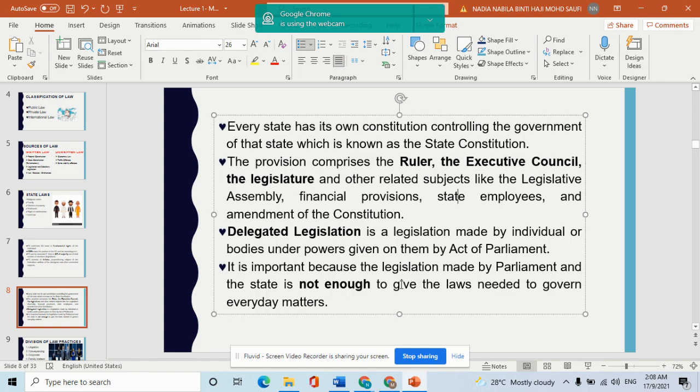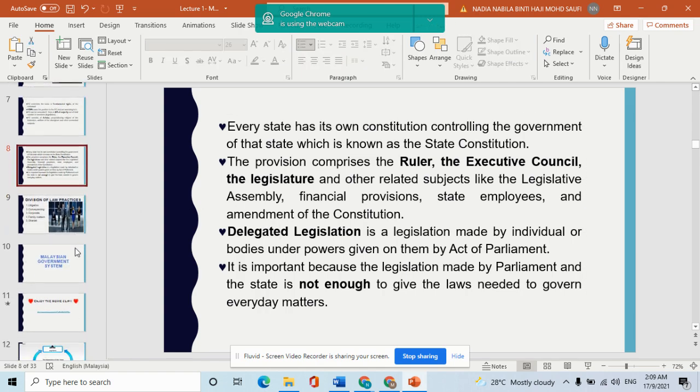It is important because the legislation made by Parliament and the state is not enough, as it is only the rulers, the executive council, and the legislator. So these people needed help from those who can actually draft proper laws. Here is where the bar council, the law drafters, come in handy to cater for these legislation duties.